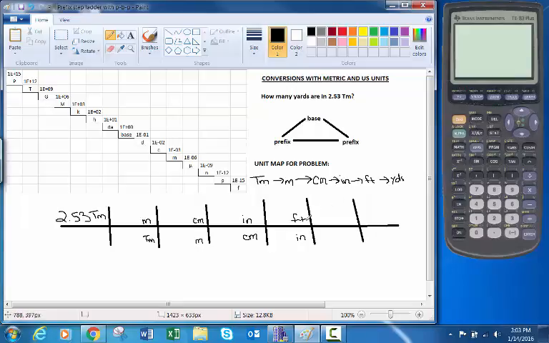According to our map, we're going to change that to feet. So feet on the bottom here. And finally, yards. Now let's talk about the numbers that we need in order to complete our conversion table.